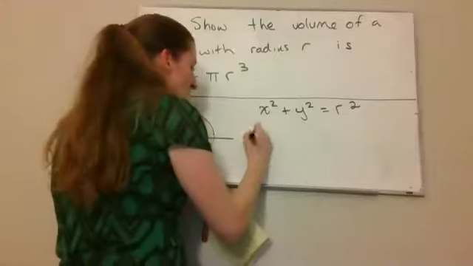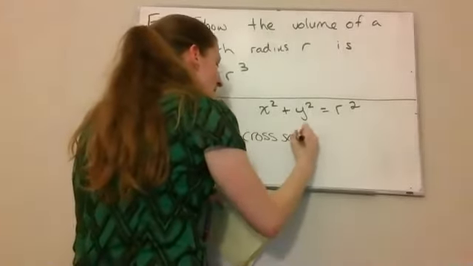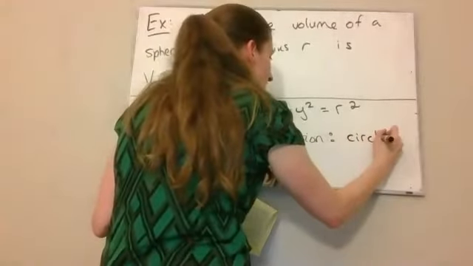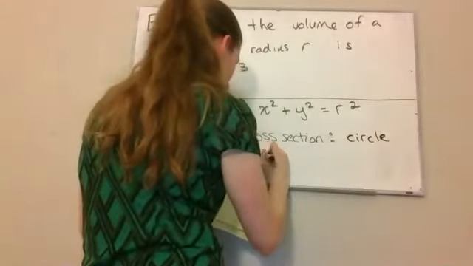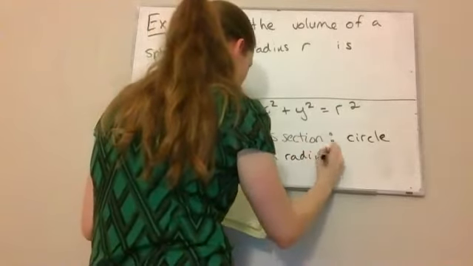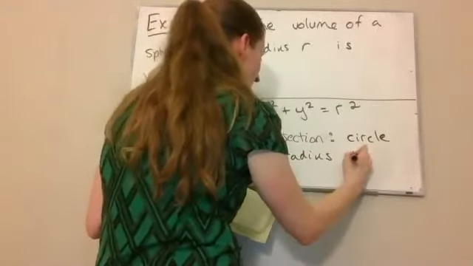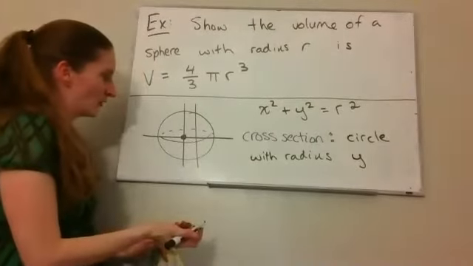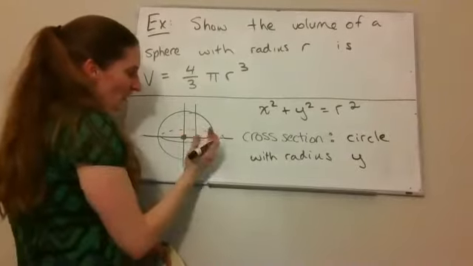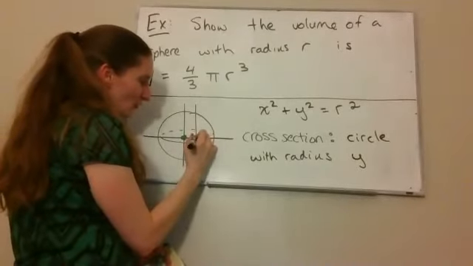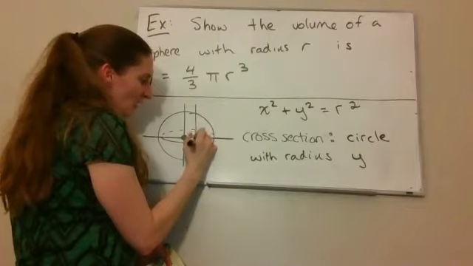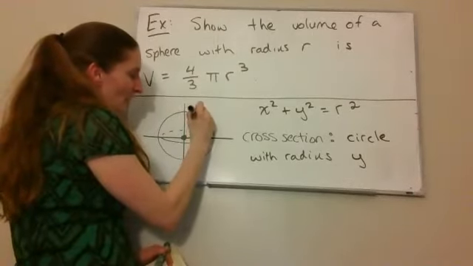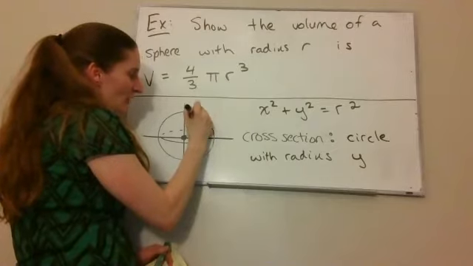A cross-section face is going to look like a circle with radius y. How do I know that the circle has radius y? Well, because my circle, remember, is the cross-sectional face. The radius of this circle here is this distance from the x-axis to one side of my circle.